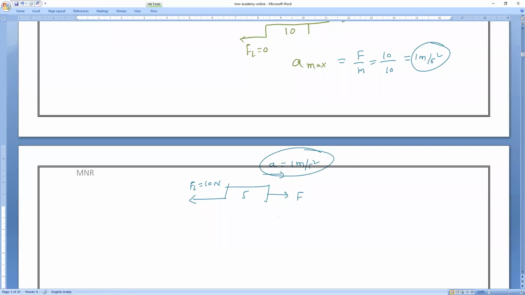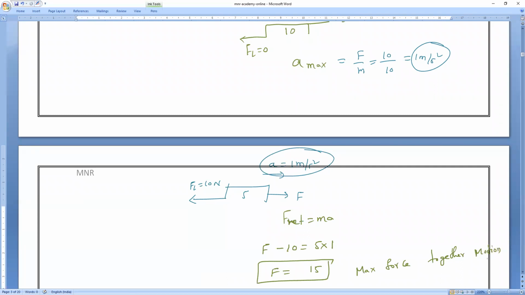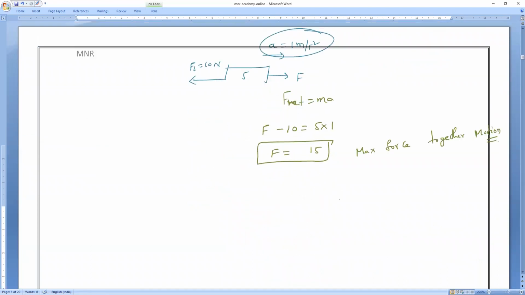Yes. So write the equation: F net is equal to ma. Tell me the equation fast. F minus 10 is equal to 5 into acceleration, which is 1. So F is equal to 5 plus 10, which is 15 newtons. This is the maximum force which needs to be applied to make what motion? All of you, together. Understand? So if I apply 15 newton force, then what will happen?